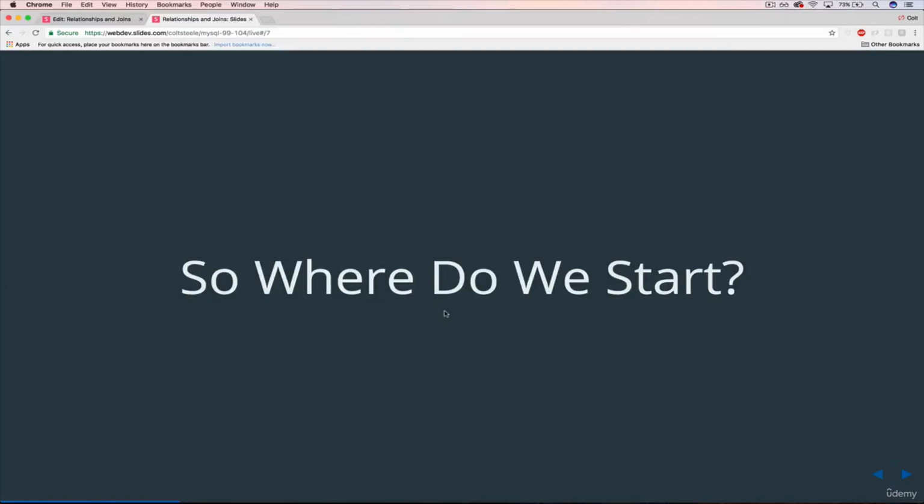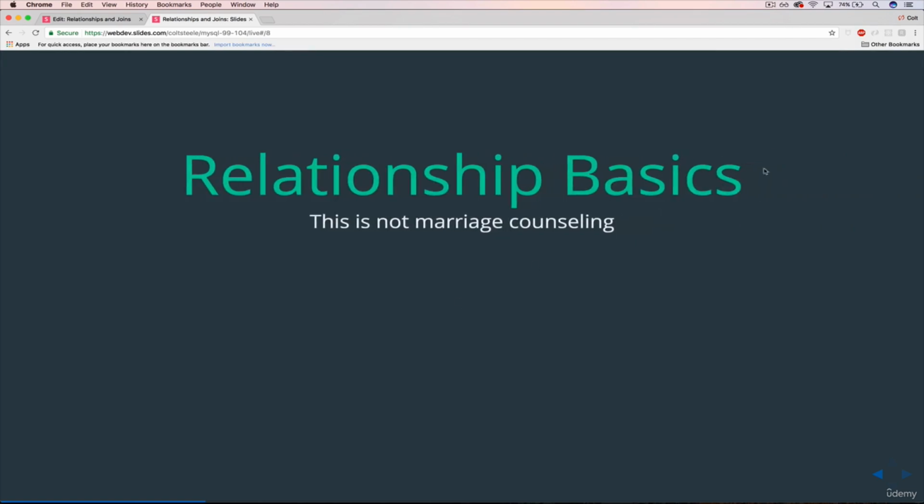Okay, so we've established that in real life, data can be crazy, complex. Outside of the classroom, things aren't as nice as we'd like them to be. So we've established that fact. But now where do we start to wrap our heads around how we represent complex data using MySQL? And the answer is we're going to start by talking about the relationship basics.